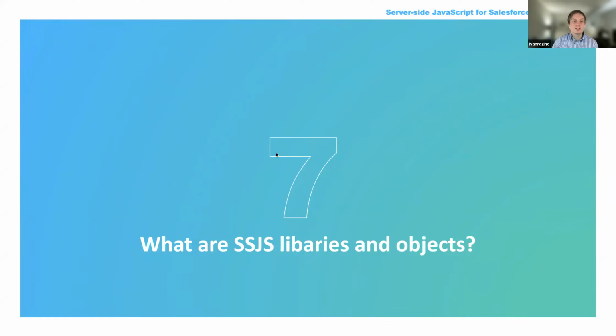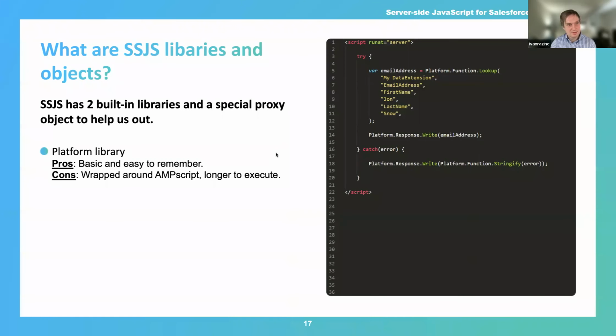What are server-side JavaScript libraries and objects? Okay, this is a bit technical, but bear with me. Server-side JavaScript has two built-in libraries and a special proxy object to help us out. The proxy object is WSProxy, that I showed you earlier when it was used to switch between business units. Now the Platform library is the basic library in server-side JavaScript.